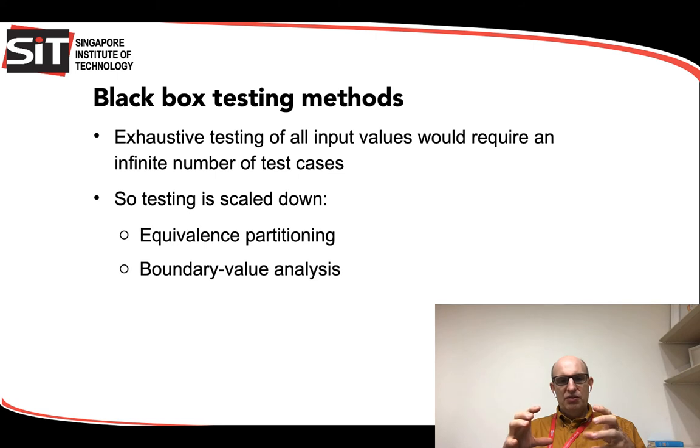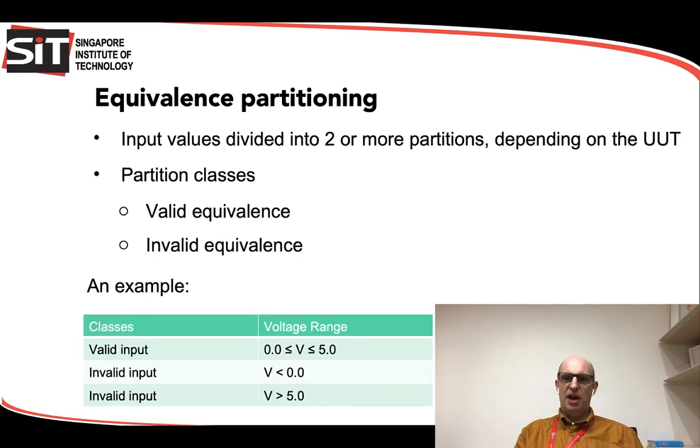So we tend to scale the testing down, and we do something called equivalence partitioning or boundary value analysis. Let's look at that. Equivalence partitioning is where we take the inputs, and for each input, we divide that input into different ranges. A very simple one is into a valid range and an invalid range. And for each of those ranges, we just test that one or more times.